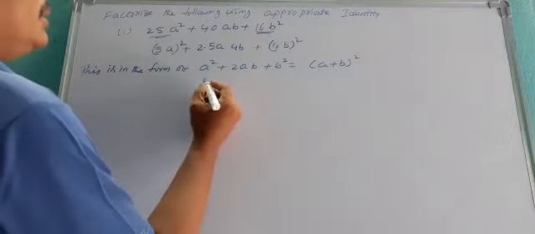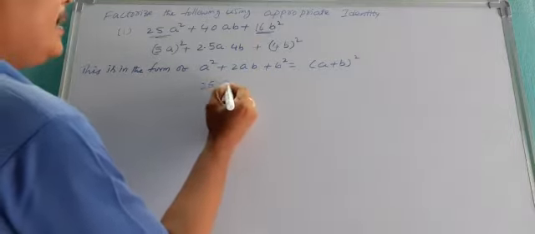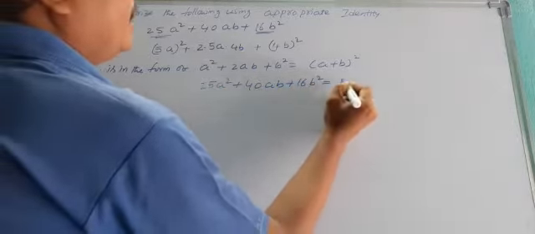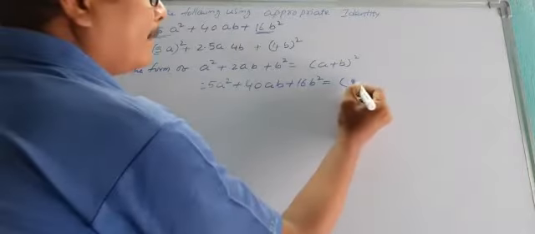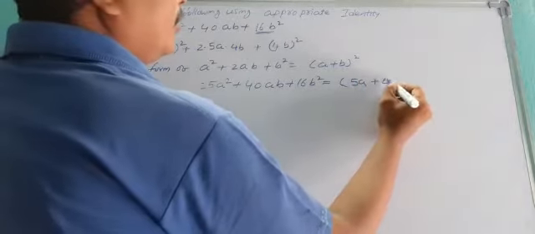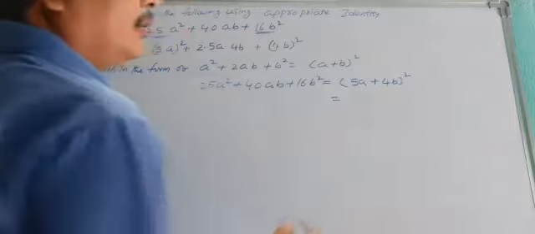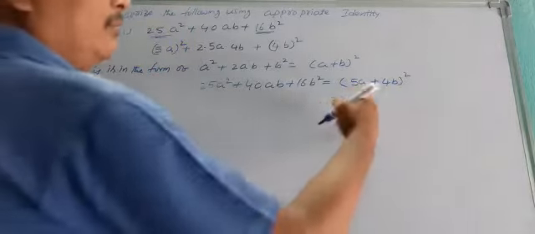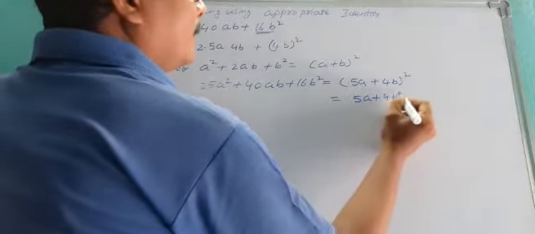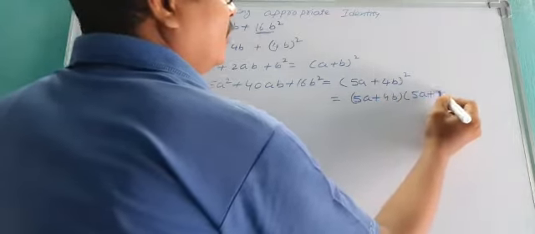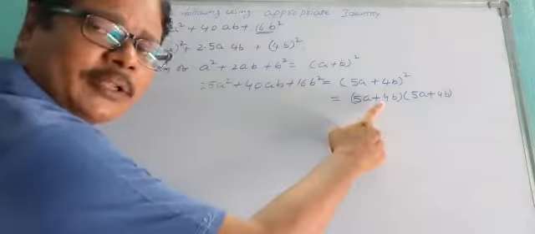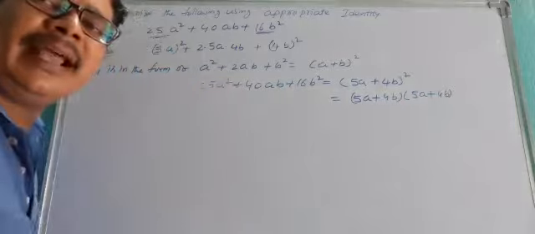So 25a square plus 40ab plus 16b square can be represented by (5a plus 4b) whole square. (5a plus 4b) whole square means 5a plus 4b is multiplied two times, that is (5a plus 4b) into (5a plus 4b). So the given polynomial can be expressed as a product of two polynomials. This is known as factorization.